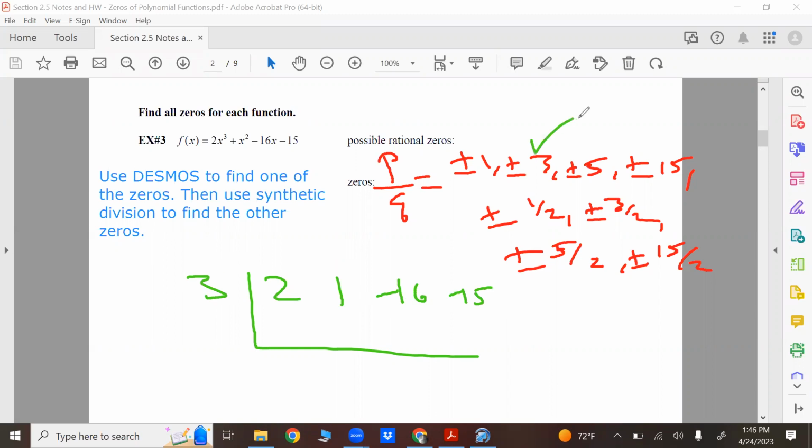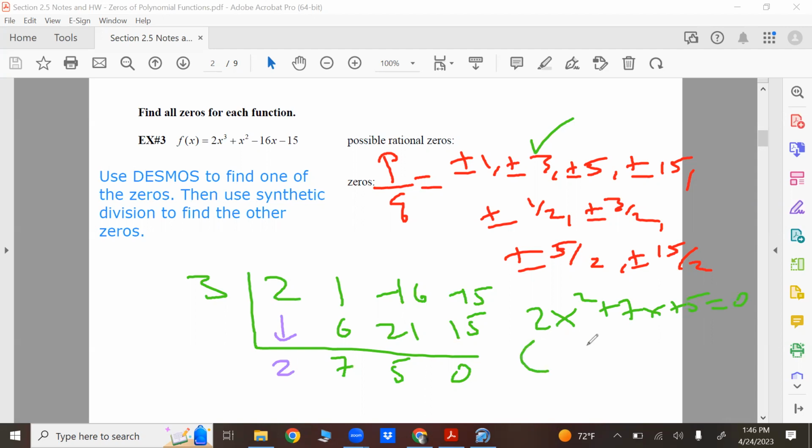So I feel like this makes sense. And remember, you bring the 2 down, multiply 2 by 3, which is 6. 1 plus 6 is 7. 3 times 7 is 21. Negative 16 plus 21 is 5. 3 times 5 is 15. Negative 15 plus 15 is 0. So you get 2x squared plus 7x plus 5 equals 0. Remember, when you do synthetic division, the numbers represent the coefficients of your quotient, and you always go 1 degree less than the original function.